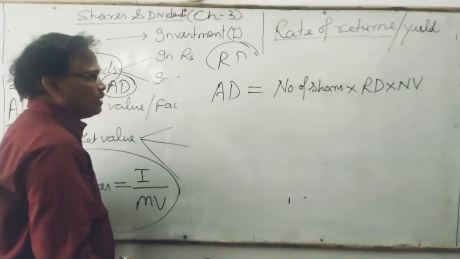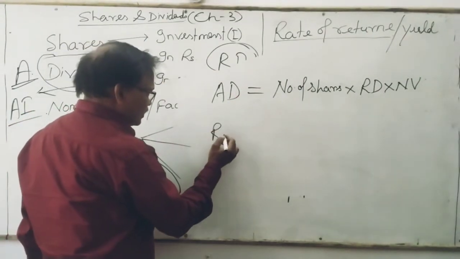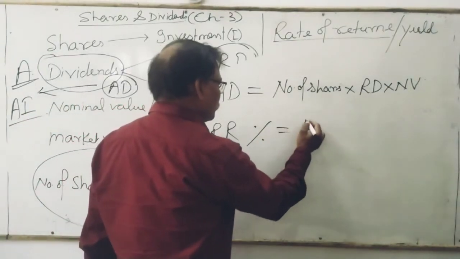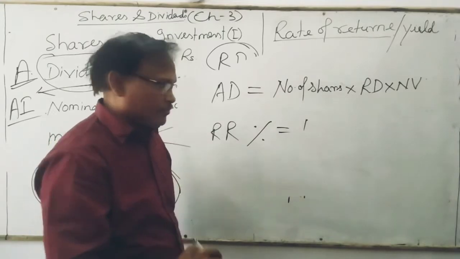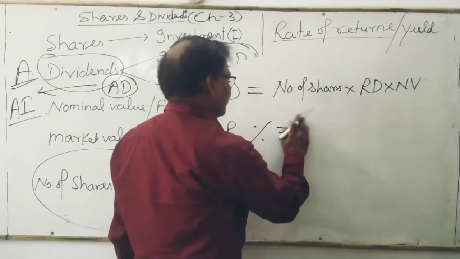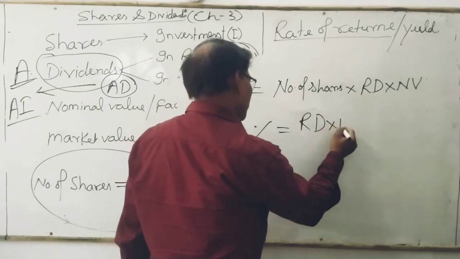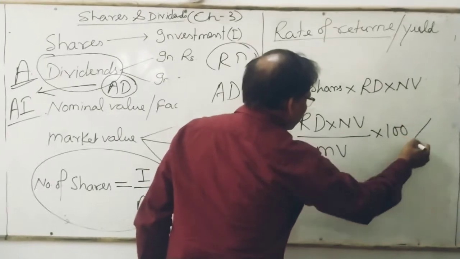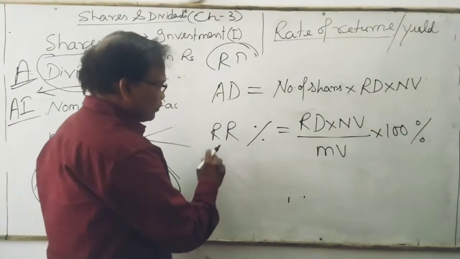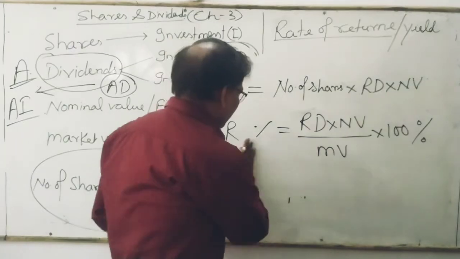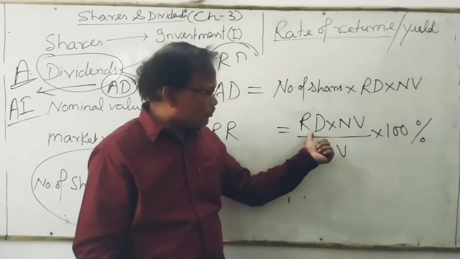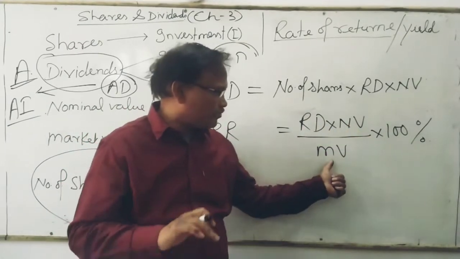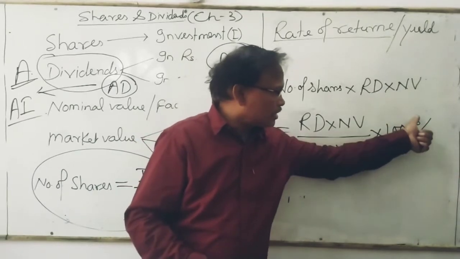The third formula is the rate of return. This is the rate of return. We are writing it in short as RR, and this is in percentage. There are two formulae of rate of return. The first one is RD into NV upon MV into 100, and this is in percent. So this rate of return that comes out, this is the RD, meaning suppose 10%, then 10/100 into NV whatever value, MV whatever value, into 100 and then percent sign.